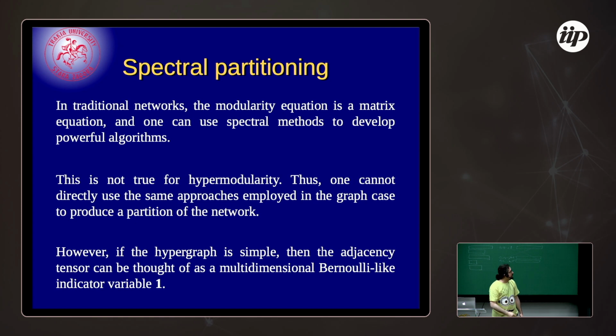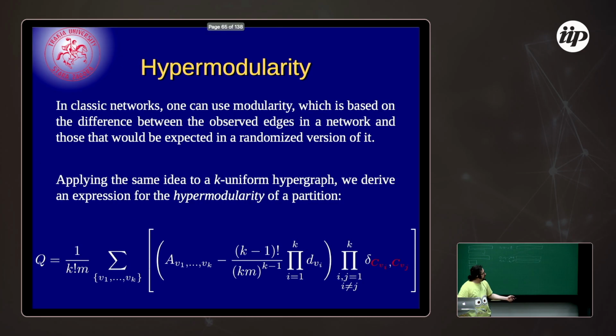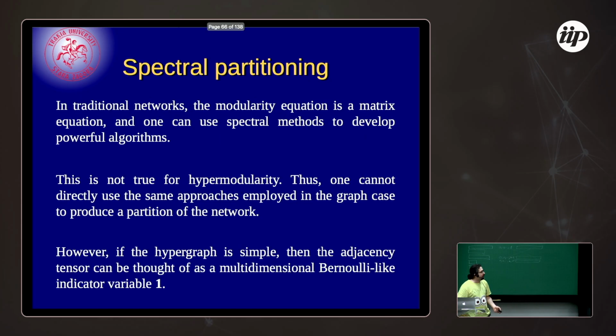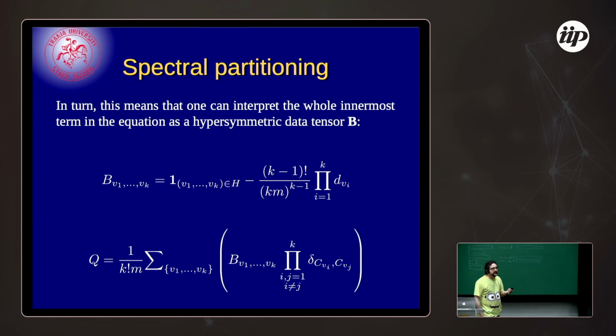So the first thing that you can notice is, again, assuming that you have a simple hypergraph, those without repetitions of edges, without repetitions of nodes within the edges, then this A, this adjacency tensor, you can think of it as a stochastic variable, specifically something called an indicator variable, which is a Bernoulli distributed stochastic variable, and I'm calling it with a bold 1 over there. This basically tells you whether something is there or not.